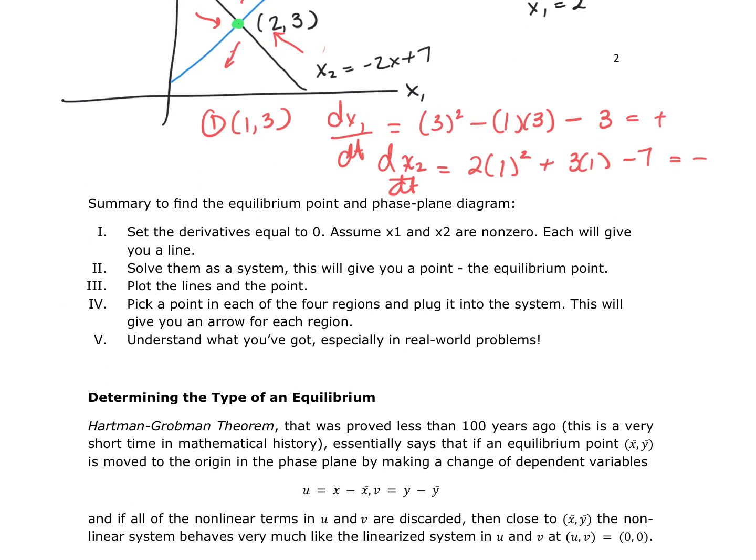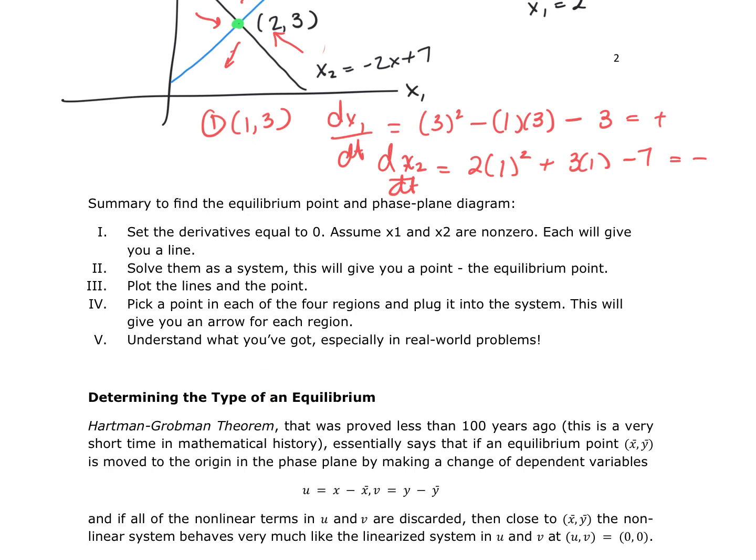So the summary, just to summarize this up, give me a nice little algorithm. Set the derivatives equal to 0. Assume x sub 1 and x sub 2 are non-zero. Then you'll get some sort of line. Solve the system. In other words, you're going to find the point of equilibrium. You're going to then plot your lines and the point of equilibrium. I actually plotted my lines first up here, but it's all good. And then you're going to pick a point in each of the regions, plug it into the system, and that will tell you how you're going to put the arrows. And then understand what it means when you get done. I mean, that's the most important thing. Why are we doing this? It's so we can understand what it means.